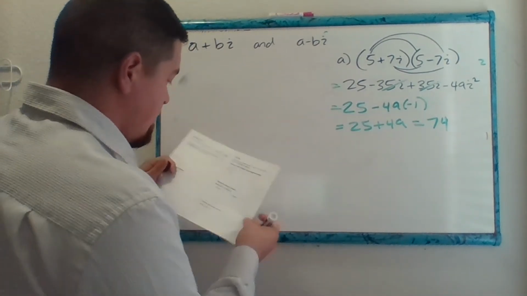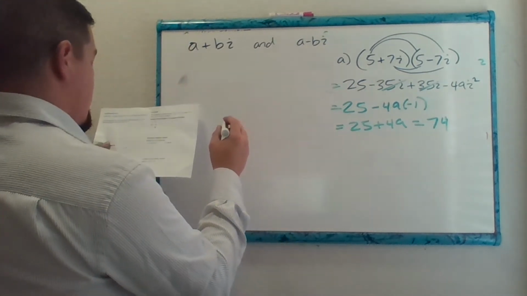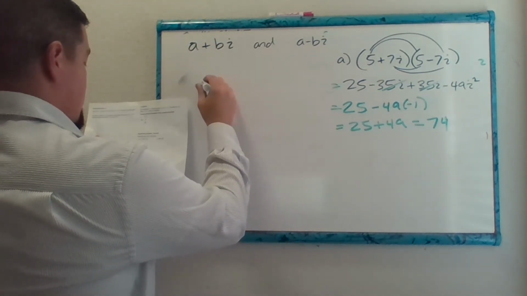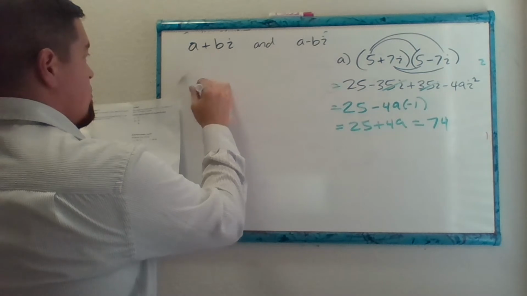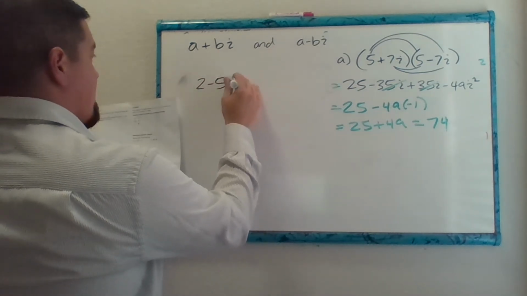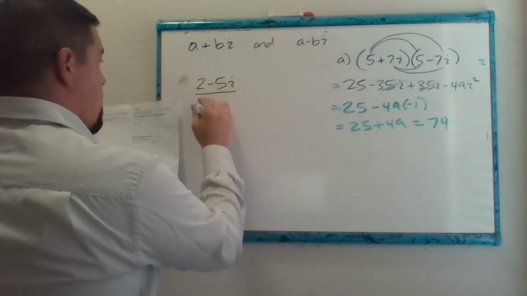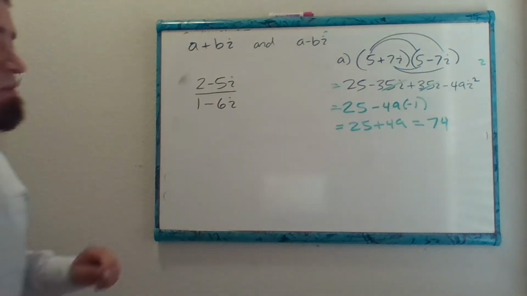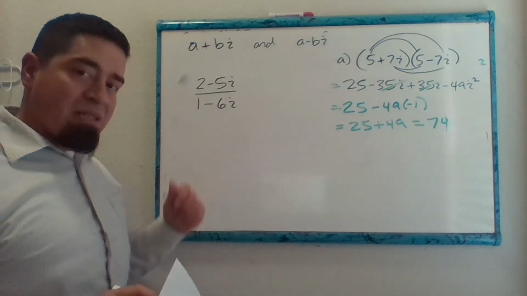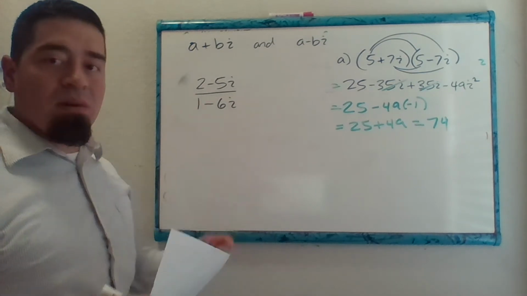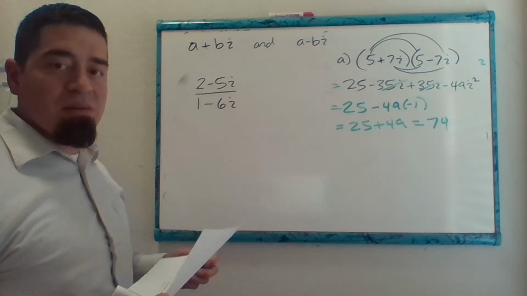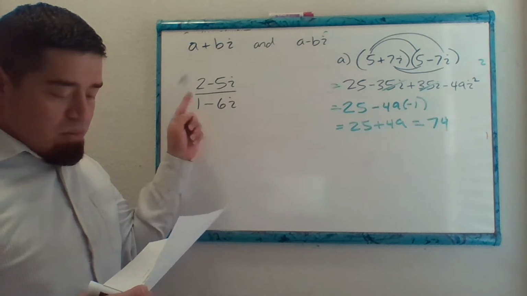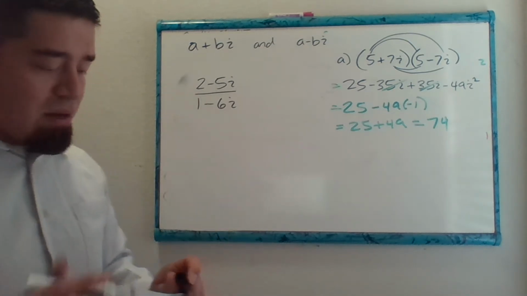So here on the divide, it says divide 2 minus 5i divided by 1 minus 6i. Okay, so write it like this. I think people forget that a fraction is the symbol for division. Okay, so we actually want to divide 2 minus 5i by 1 minus 6i. So how do I go about doing this?